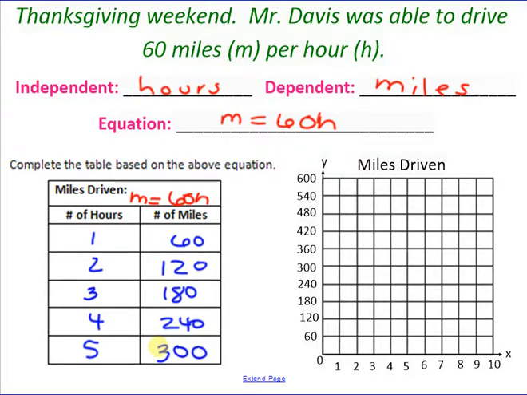And now we need to go ahead and graph. This is our X, this is our Y. So 1 and 60, 2 and 120, 3 and 180, 4 and 240, and 5 and 300. And then we want to make sure that we connect our line, just like that. All right.